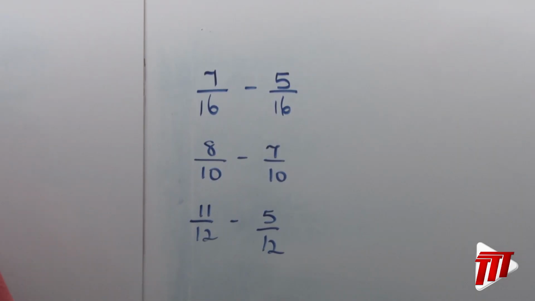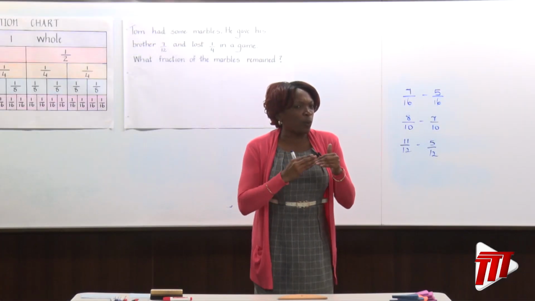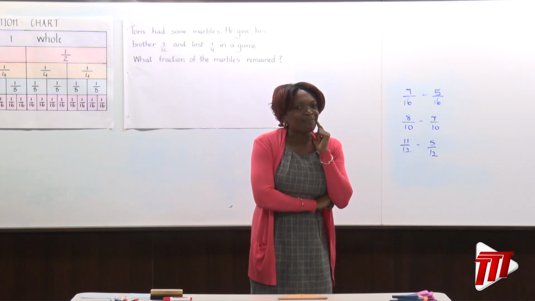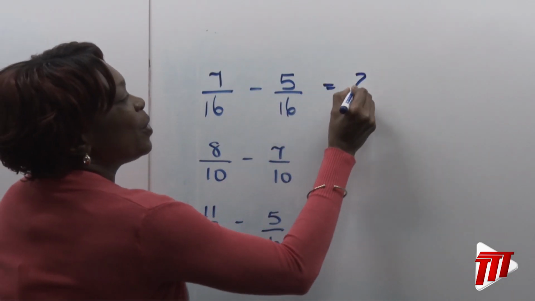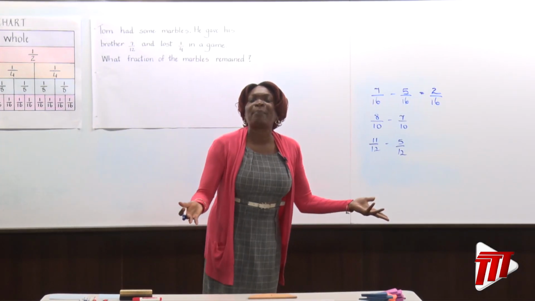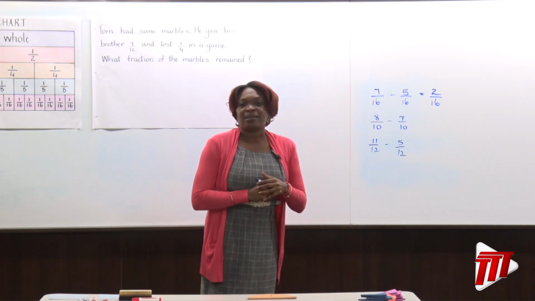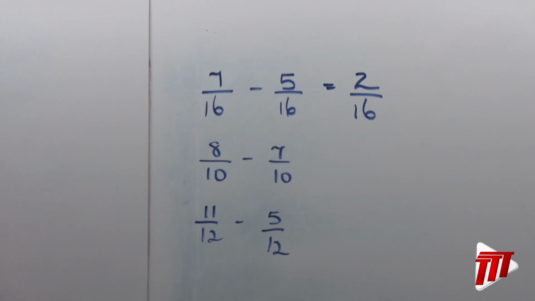7/16, take away 5/16. If I just told you it's the same way we do with addition, what do you think the answer could be? There you go. 2/16. The denominator remains the same. The numerator changes. Let's try the next one. 8/10, take away 7/10. I know you have the answer.